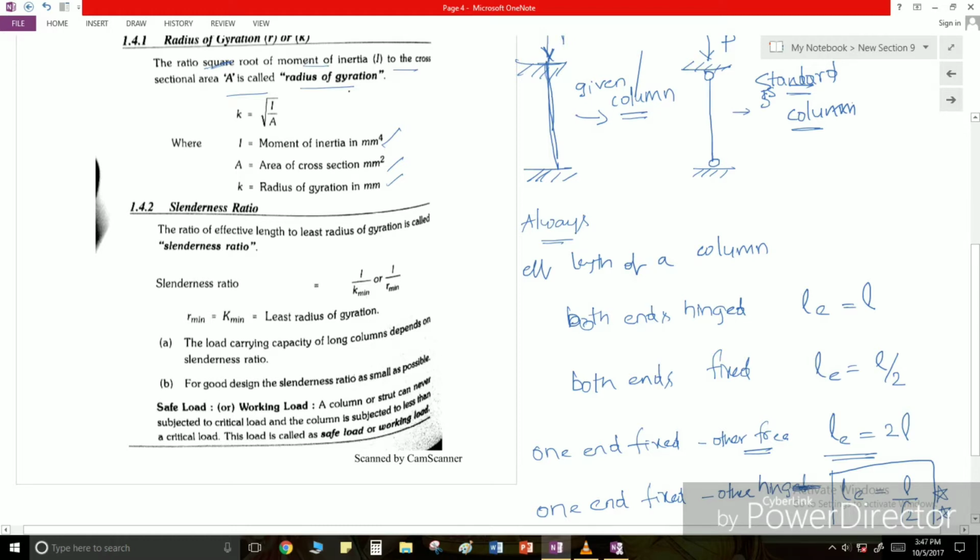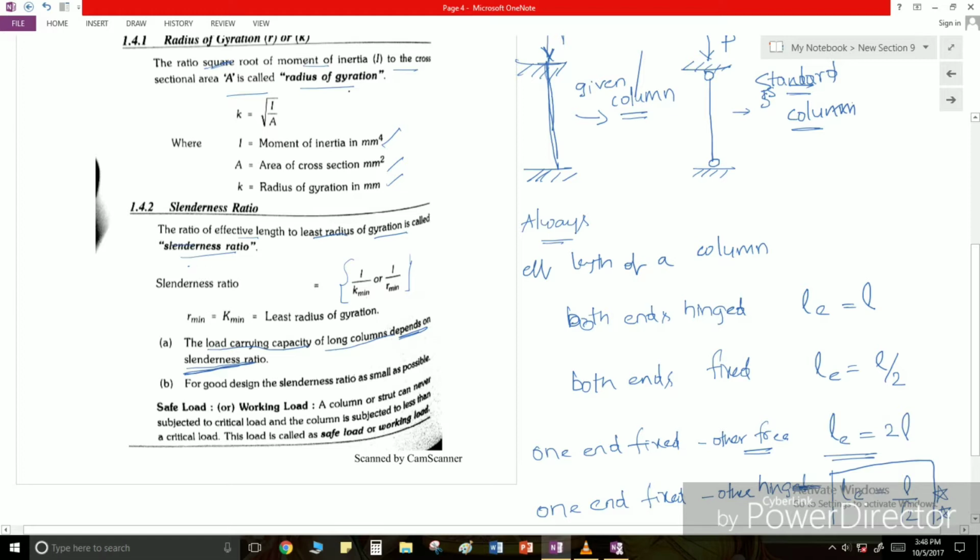Now, radius of gyration we all discussed: it is the square root of the ratio of moment of inertia to the cross-sectional area, K equals the square root of I by A. And what is slenderness ratio? We just revised this. The ratio of effective length to least radius of gyration is called slenderness ratio. It is L by K minimum.